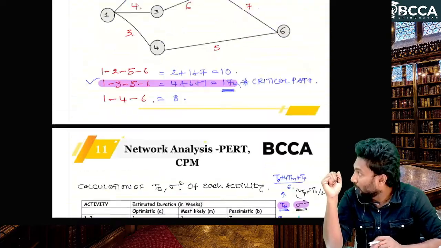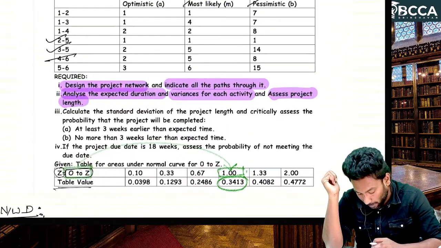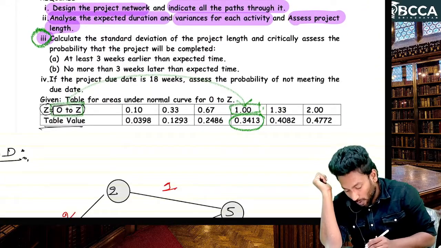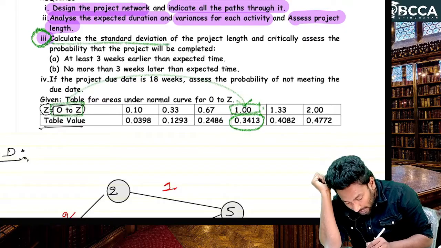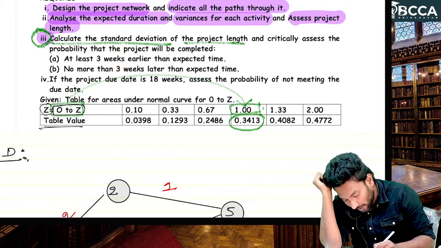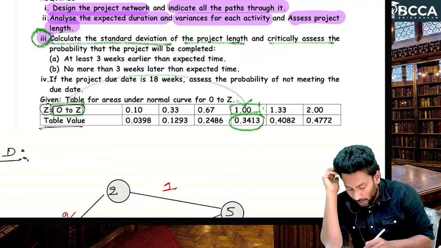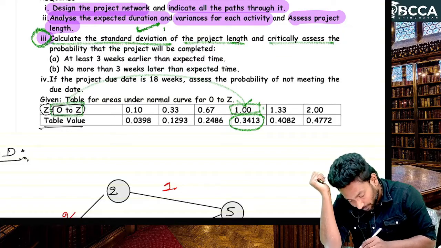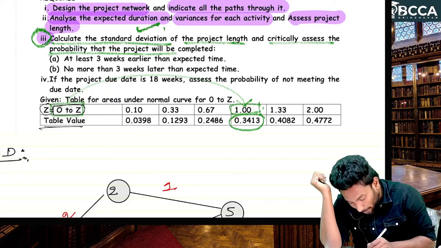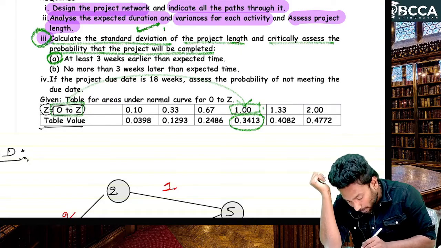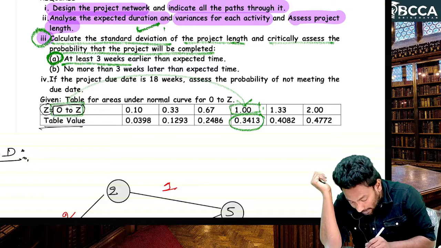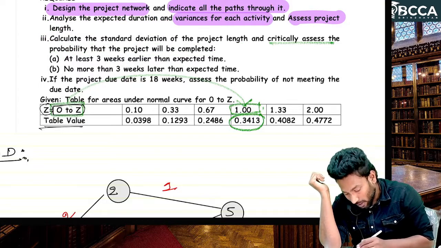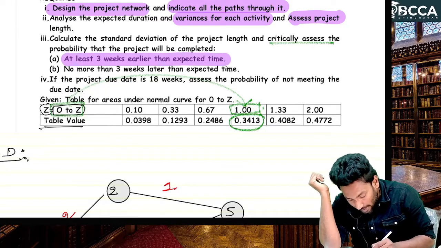Now the main points, sir. Third point, most important points. Calculate the standard deviation of the project length and critically assess it. We have calculated the standard deviation of the project, that is 3 only. Now point A: the probability that the project will be completed at least 3 weeks earlier than expected time, sir. What they are saying is, at least 3 weeks earlier than expected time.